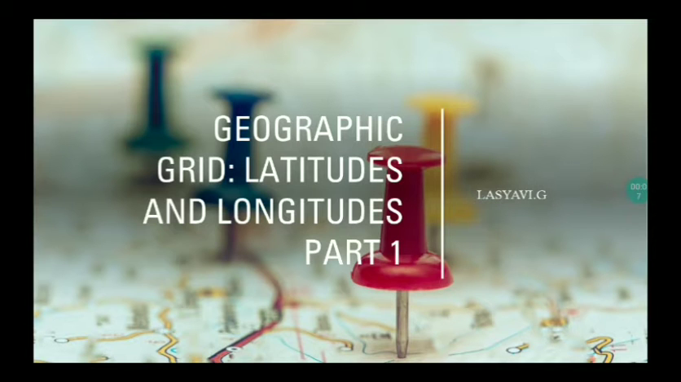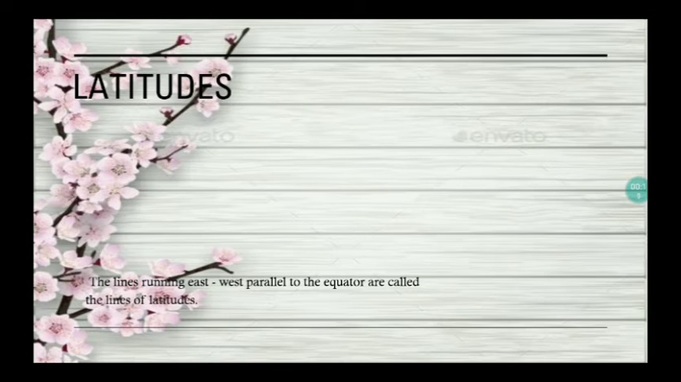Geographic grid, latitudes and longitudes. Part 1. Latitudes. The lines running east to west parallel to the equator are called the lines of latitudes.